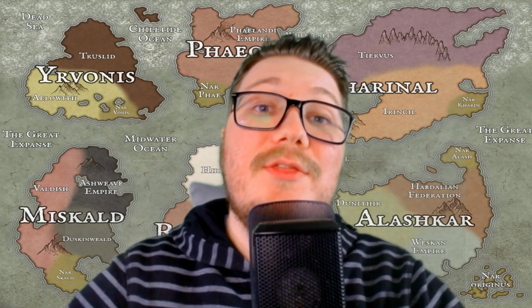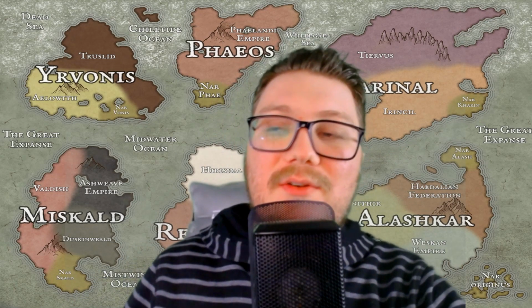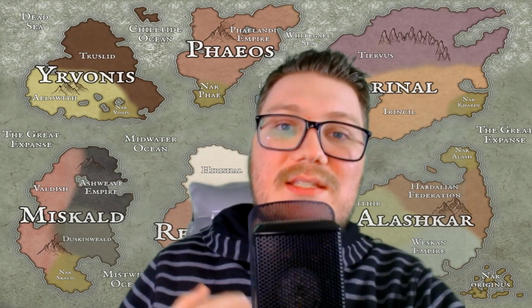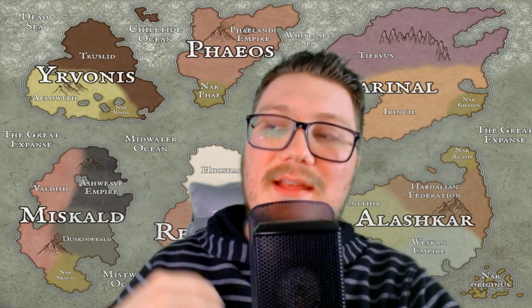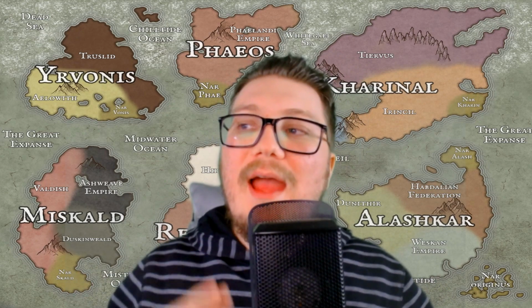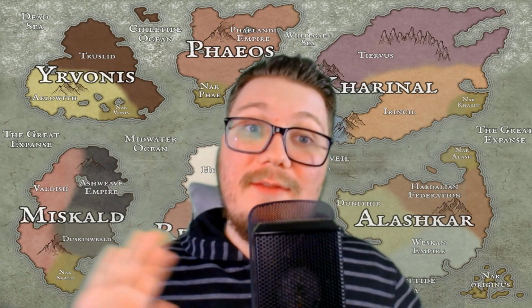For example, take the Thri-kreen. In the world of Aurorin, the Thri-kreen are insectoid-like creatures that eventually were given sentience by an ancient wizard and then set loose upon the world, and they evolved a bunch of different insect types, all that stuff. And now, once again, they have evolved enough that they are just kind of people now.